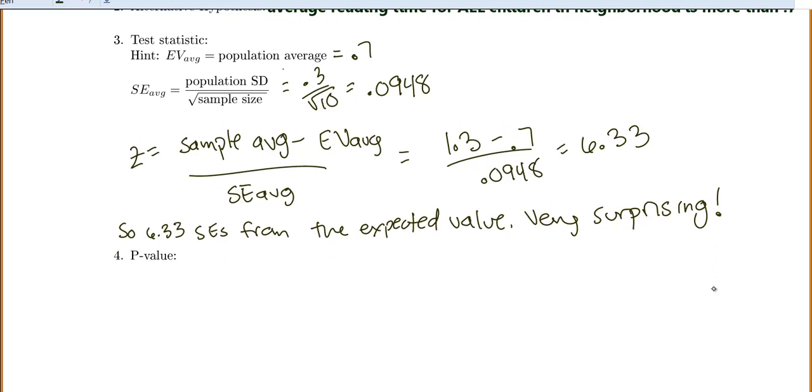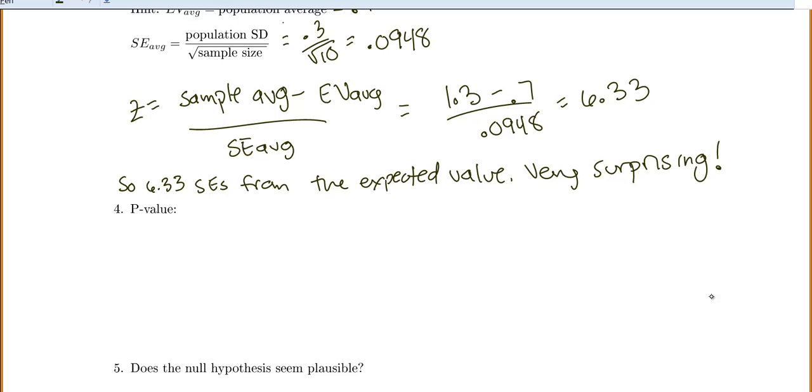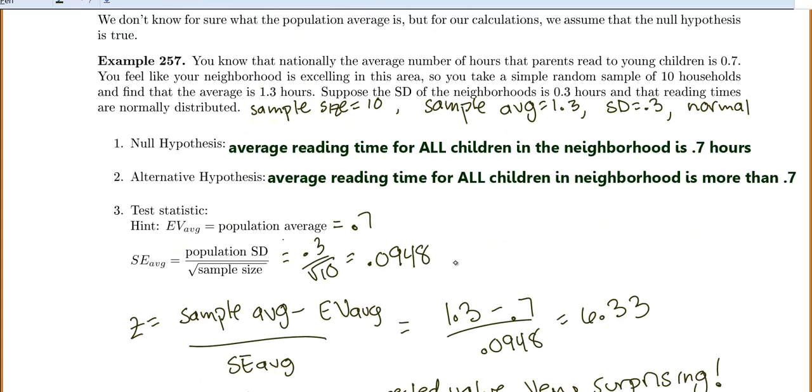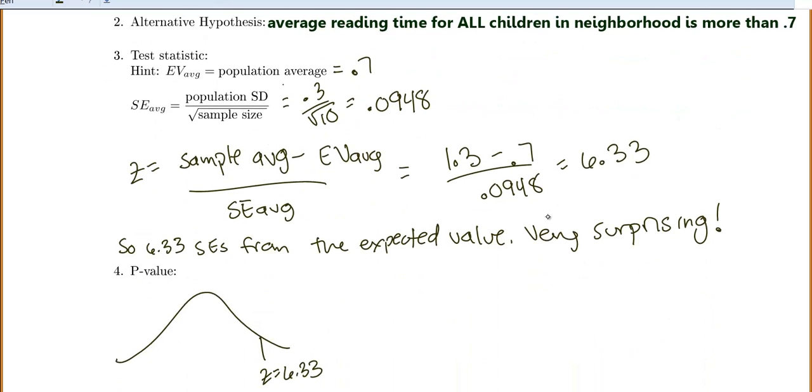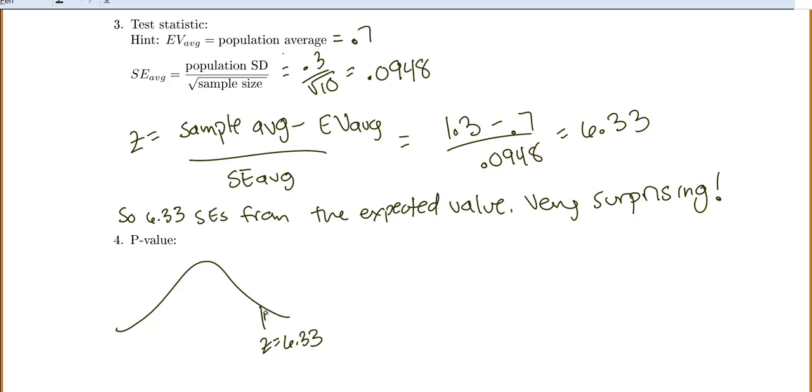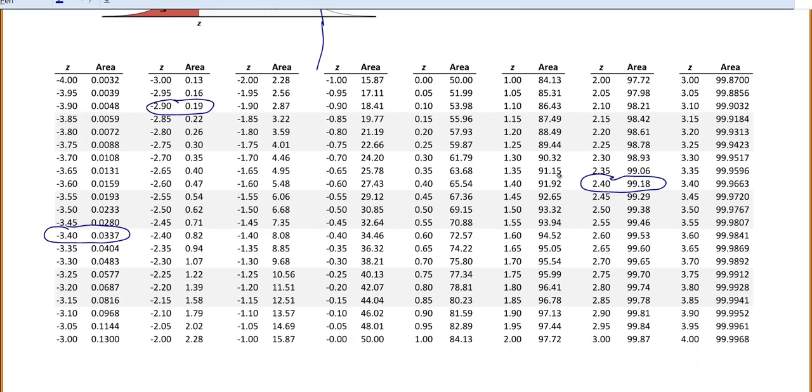Let's go on though and see how surprising that is exactly by finding our p-value. Here's my Z equals 6.33. Now let's go to my normal table. Well, first, which direction do I want to shade? My alternative hypothesis is that the average is more than 0.7, so because we're looking for more than, we're going to want to shade to the right. So let's go to our normal table.